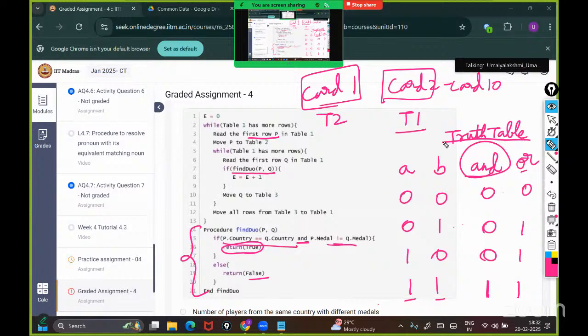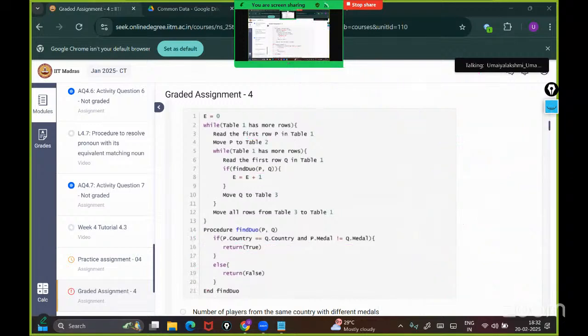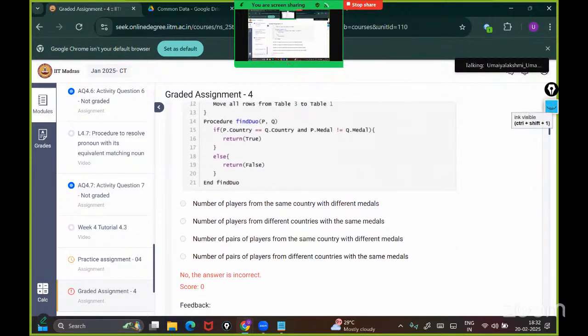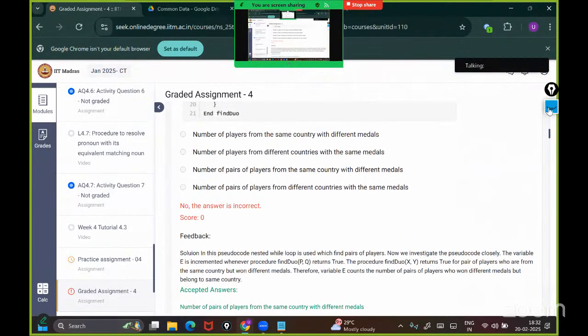So here, if both the conditions are true, then it will return true. If it is true, E gets incremented. If it is false, E will never change. So what we are trying to find here is the same people, I mean the people who belong to the same country, but with different medals. Is it clear?